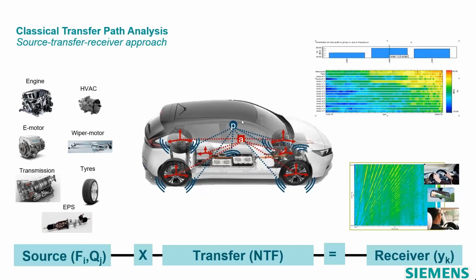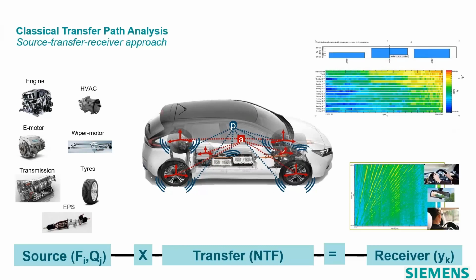The first step in a classical transfer path analysis is that we estimate the loads that the engine is applying to the body. The engine is maybe suspended with 3 mounts. In every one of these mounts, we estimate the load, so the interface forces between the engine and the vehicle body. Once we have that, we can multiply each of these forces with the corresponding noise transfer functions, and we get the contributions to the driver's ear.